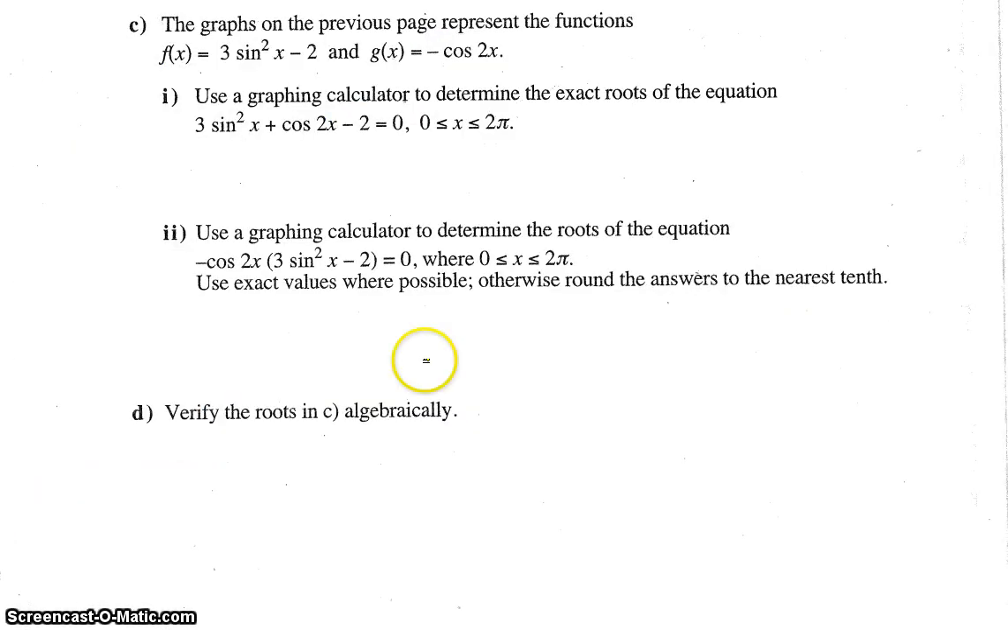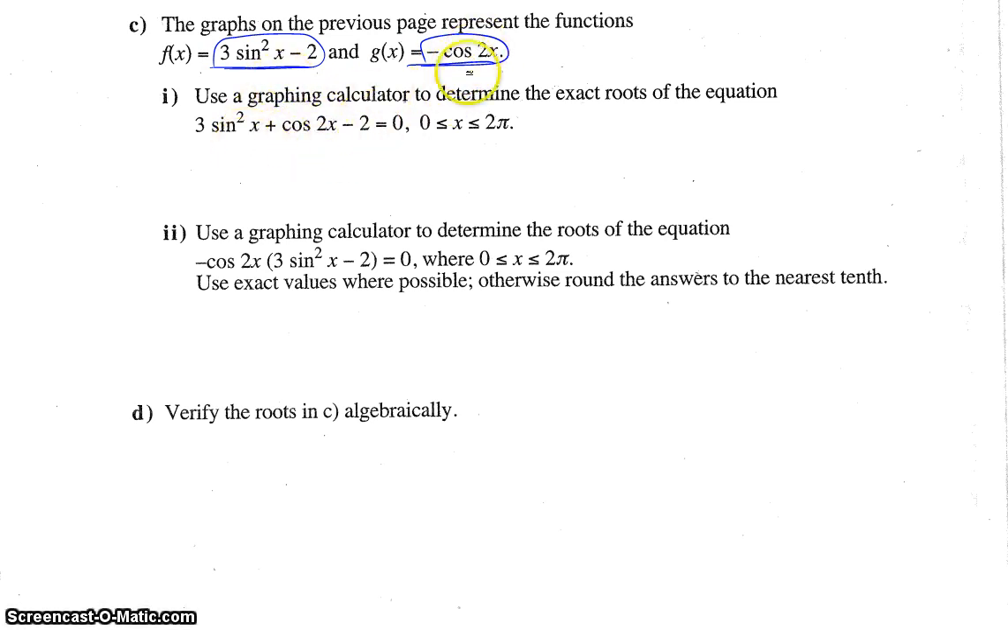Okay, so they're giving us the equations for those graphs now, g of x and f of x, and they want us to actually find the roots using our graphing calculator. Okay, so why don't you guys do that? Now it says to determine the exact roots of this equation. So how did they kind of combine f of x and g of x here, do you think? It looks like maybe that cos 2x was brought over to the other side.